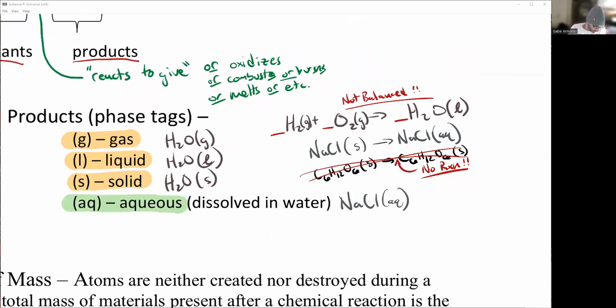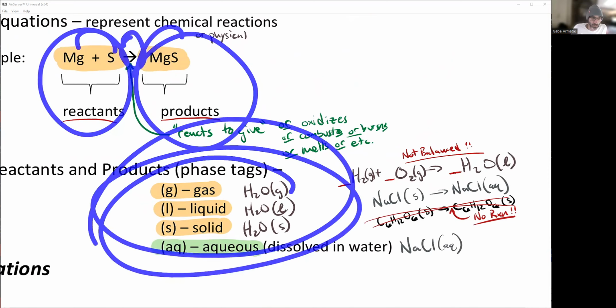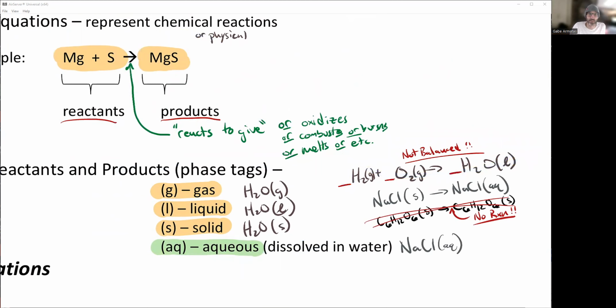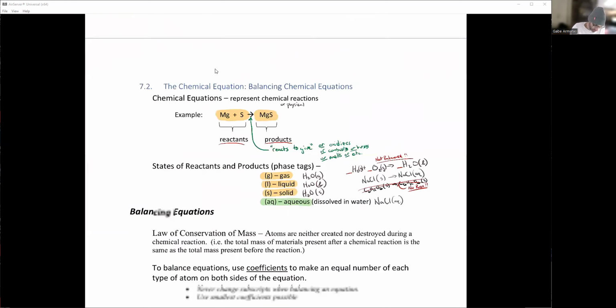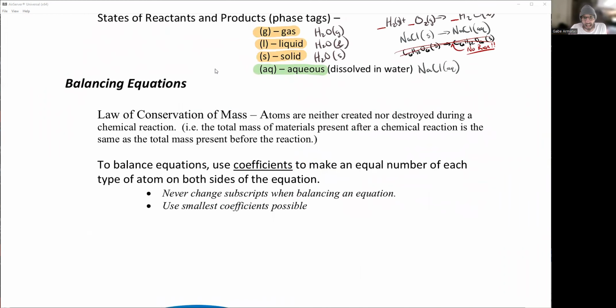All right, great. So again, reactants react to give products. We add phase tags to make sure. And then the last thing is we need to balance everything out. So once you have your reactants and your products and your arrow in between, you have all your phase tags, the next thing we have to be able to do is balance equations. Equations have to be balanced because of the law of conservation of mass, all right? The law of conservation basically says that atoms are neither created nor destroyed during a chemical reaction.